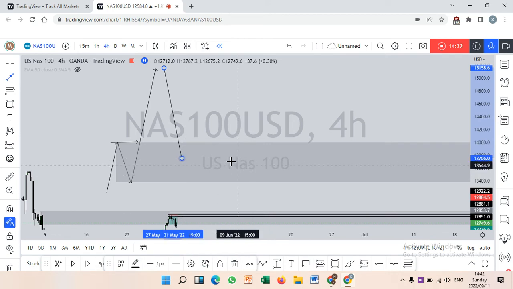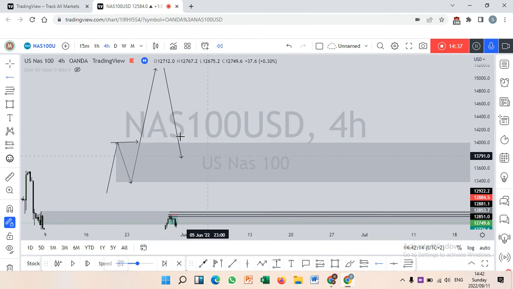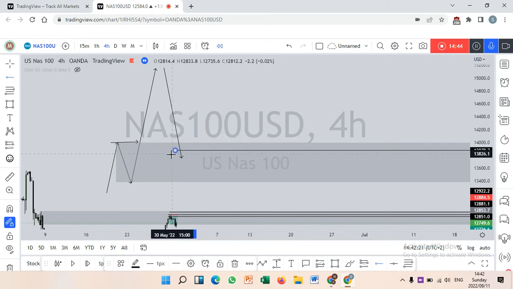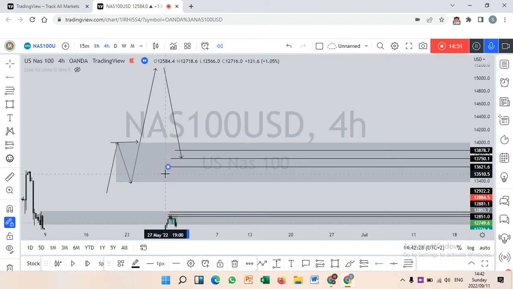Price comes back. Now we look for, what are we looking for again? We're looking for 80, 50, 20. Remember, we're looking for 80, 50, and 20. There's the 50. I got too much to do.